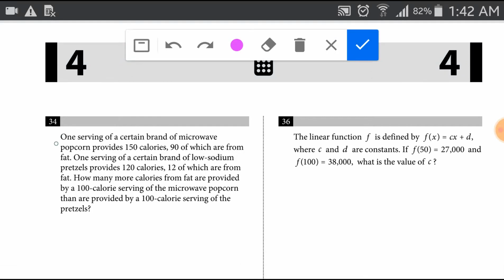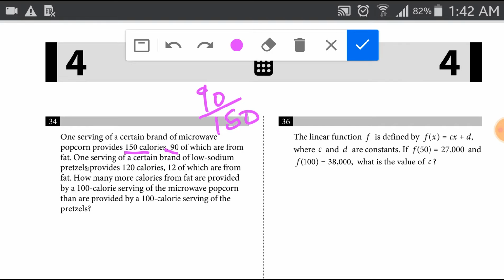So question number 34, they're saying one serving of a certain brand of microwave popcorn provides 150 calories, 90 of which are from fat. So at this point it's a good idea to write this information down. Often try to write things down as you read a question. So this right here is the ratio of fat that I've written. Without even knowing what the rest of the question is going to ask, I just wrote this down because this might help us.